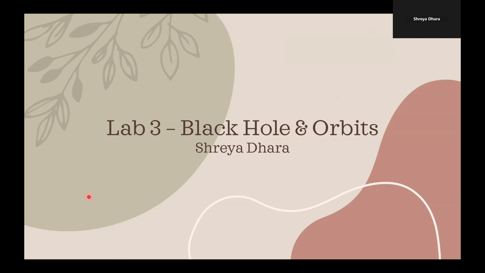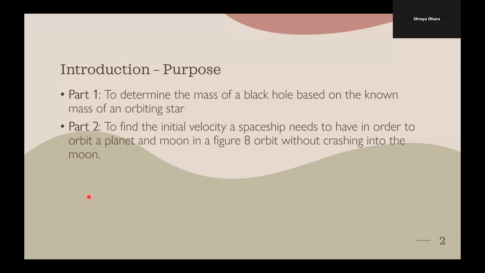Everyone, my name is Shreya, and this is my Physics 2212 Lab 3 on black holes and orbits. The purpose of this lab was to determine the mass of a black hole based on the known mass of an orbiting star, and that's for part 1. For part 2, we wanted to find the initial velocity of a spaceship while orbiting a planet and a moon in a figure 8 orbit.